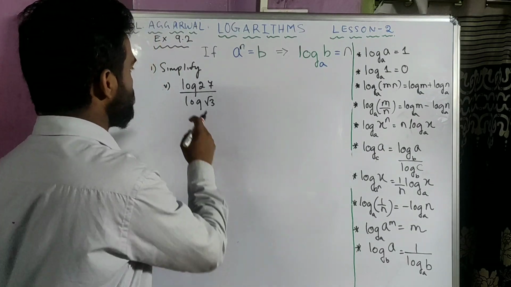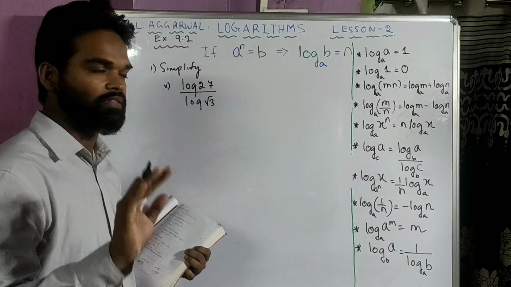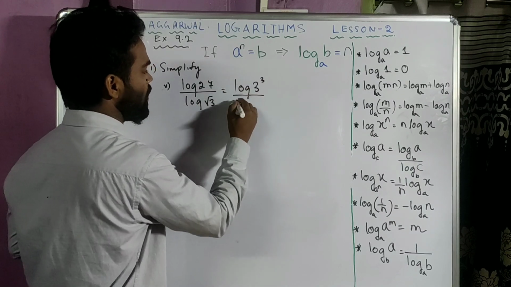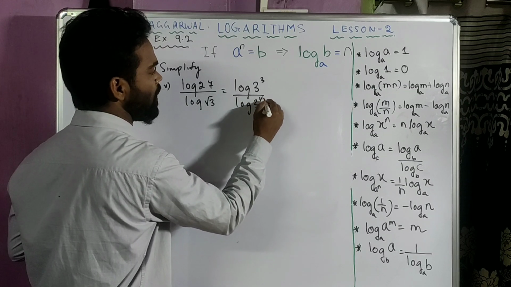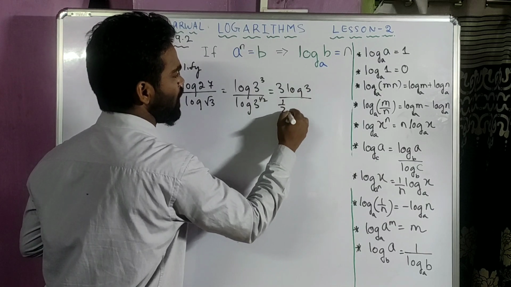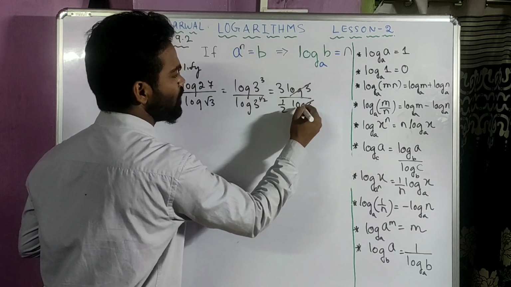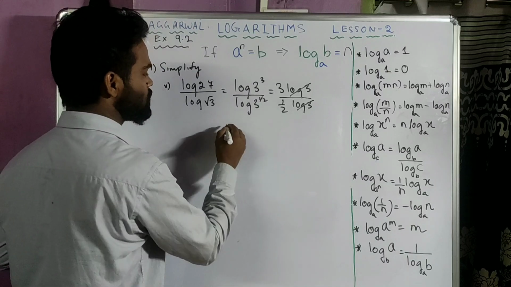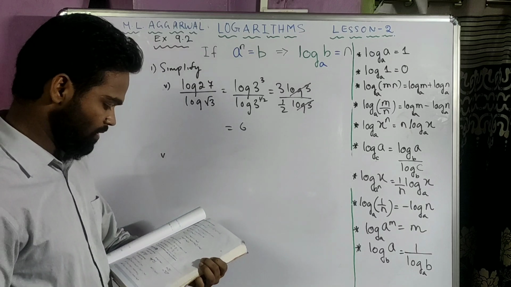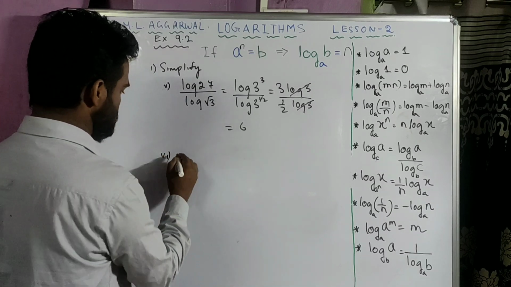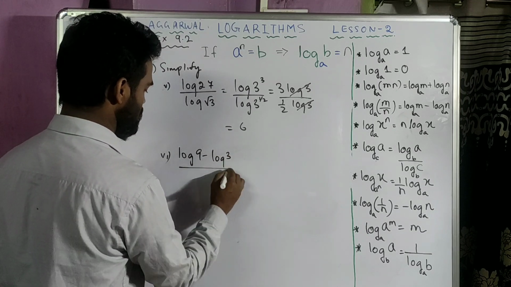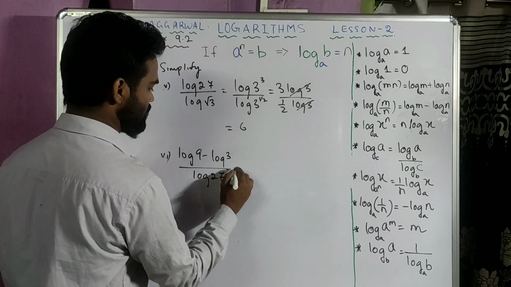Now look at 1 part 5, log 27 by log root 3. Base is not there, which means the base is 10. Now 27 can I write 3 cube, and root 3 can I write 3 to the power half. So this power comes in front. This is 3 log 3 by half log 3. Of course log 3 cancels out. Of course log 3 not equal to 0, and 3 divided by half will be 6. Done. Any problem?